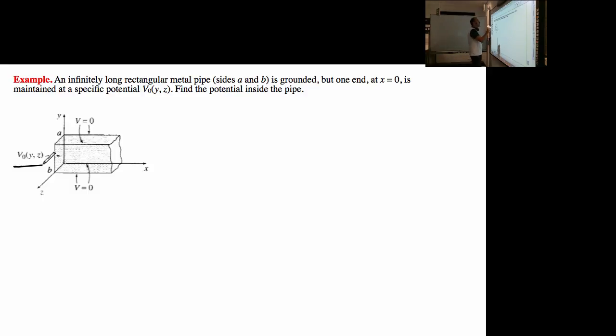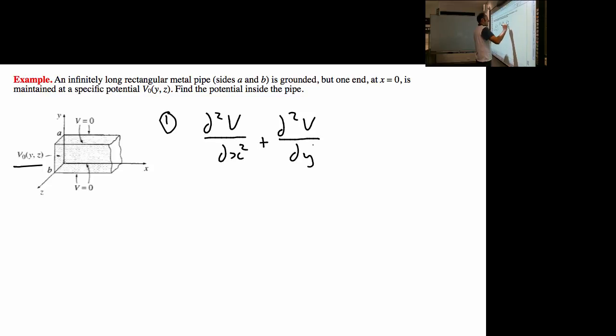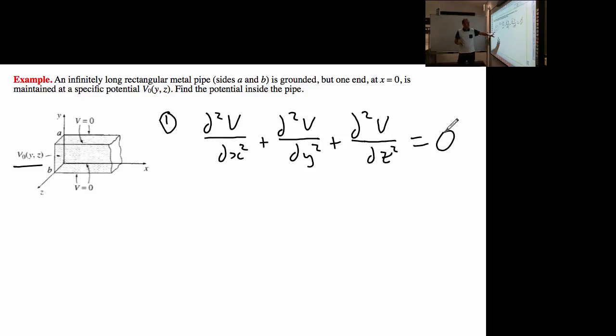Now, the first thing that we're going to notice is that this is a three-dimensional problem. So for Laplace's equation, this is going to be equal to 0. Okay, so that's the first thing: Laplace's equation in terms of x, y, and z.